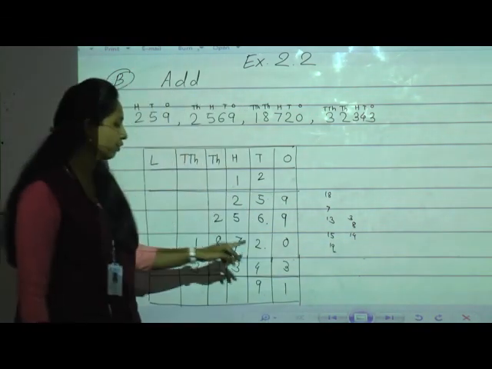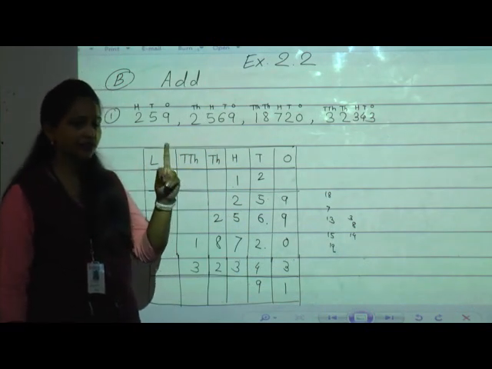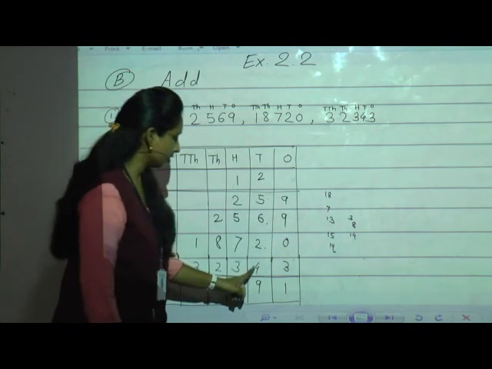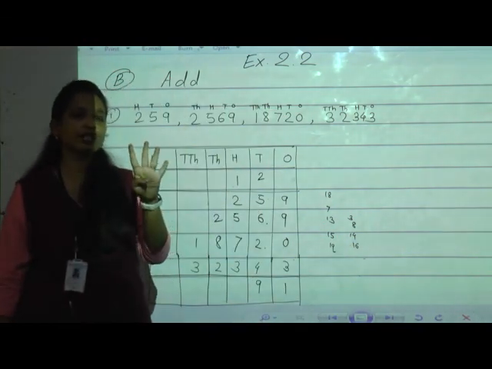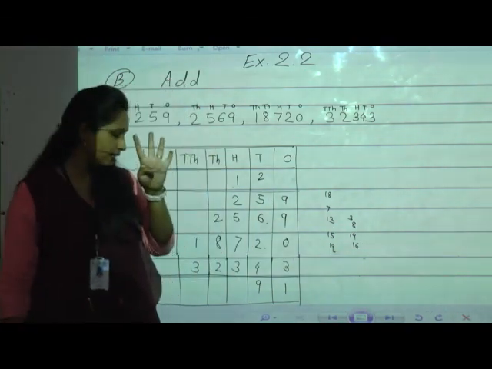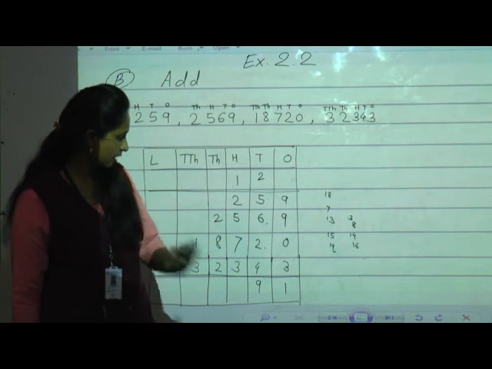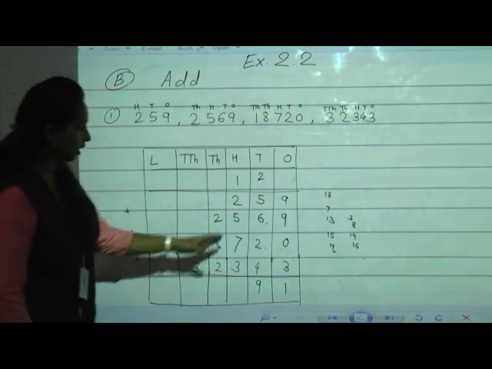In 14 we have to add again 2. 14 plus 2: 15, 16, and 16. I'll write here 16. Then again we have to add 4 in 16. Okay, now 16 plus 4. Sorry, what am I doing?